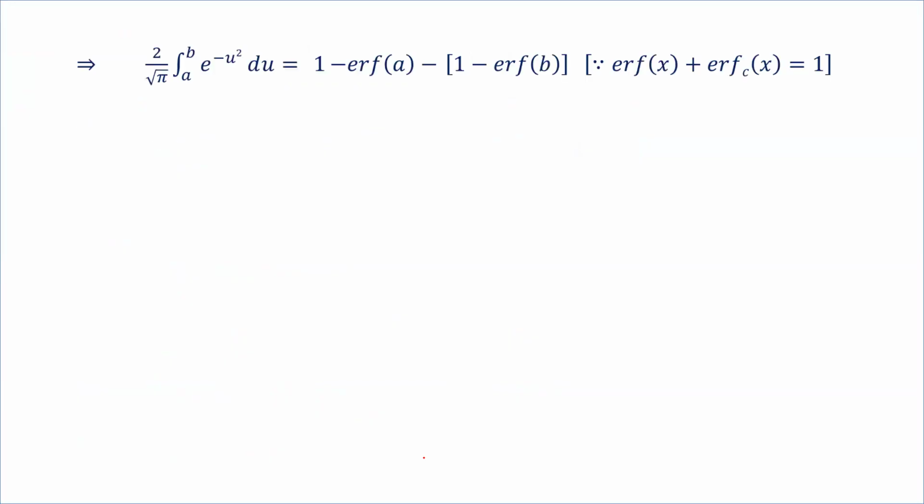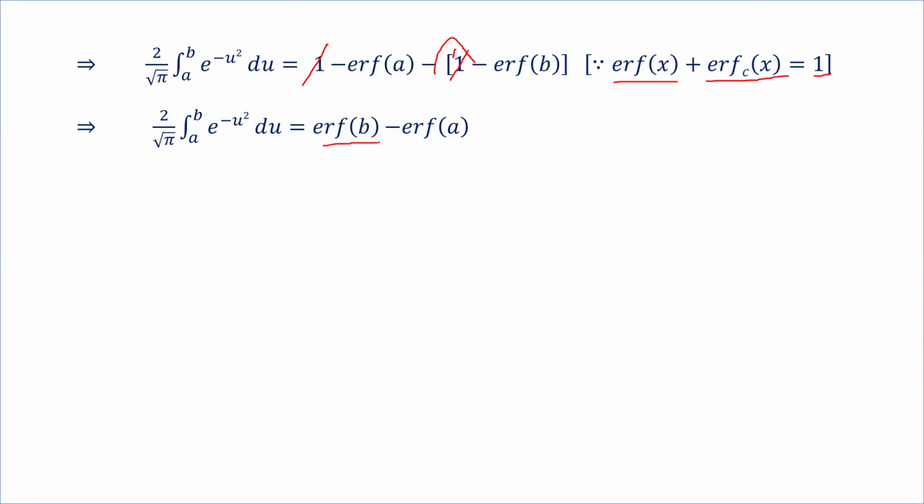Now again, we know that error function of x plus complementary error function of x is equal to 1. So instead of the complementary error function of b, we can write 1 minus error function of b. And now if we go ahead, this 1 and minus 1 will cancel, minus error function of a, and this minus and minus will become plus error function of b, or we can write error function of b minus error function of a.